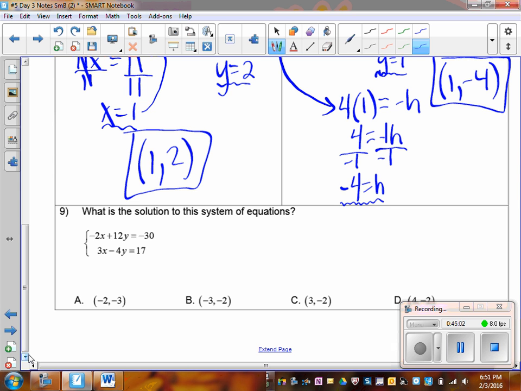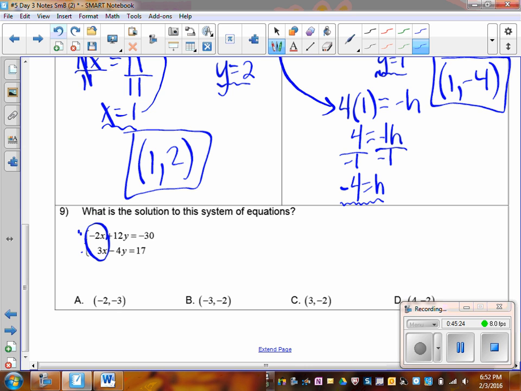So number 9 says, what is the solution to the system of equations? They've already got it nicely lined up for us, so that's good. Let's see, do we have opposite coefficients? Doesn't look like it, so we could do a couple of different things here. If I wanted to get my x's to be the same, notice I'd have to multiply both equations by something.